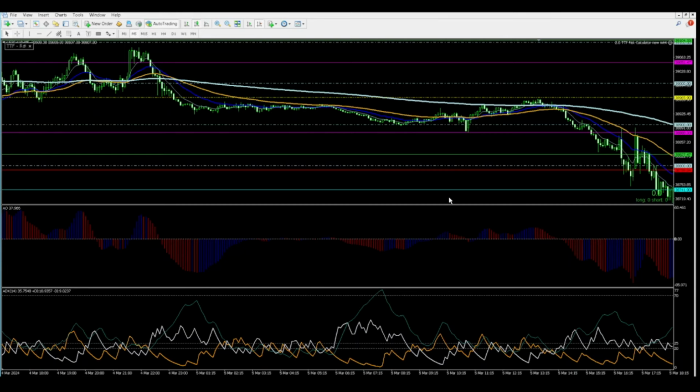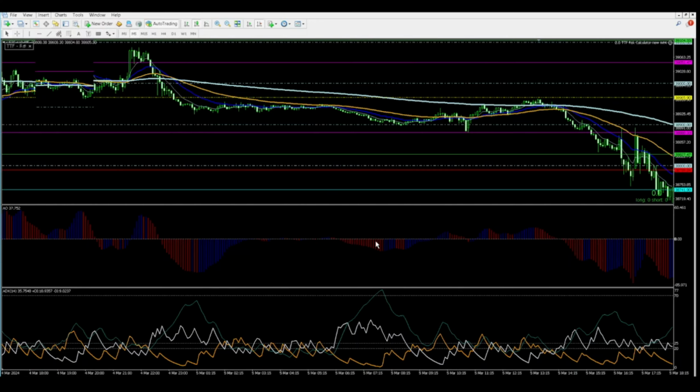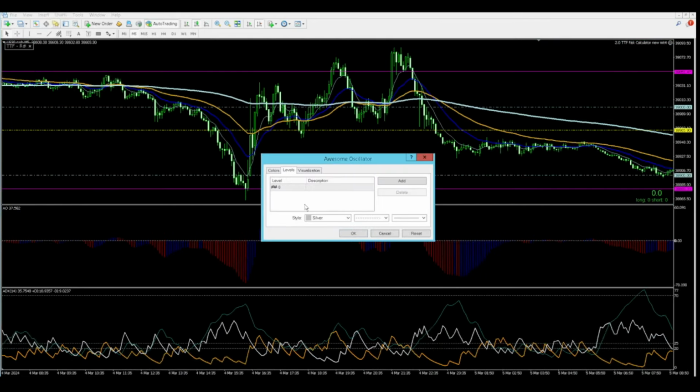Then I also used the Awesome Oscillator here. How do you access the Awesome Oscillator? You just go to Insert, Indicators, Bill Williams, and Awesome Oscillator right here. There's a default setting, you can't really change it. If I double click on this indicator, the only modification I have made is how it looks: level 0, and the colors, how I want to show the value up and down.